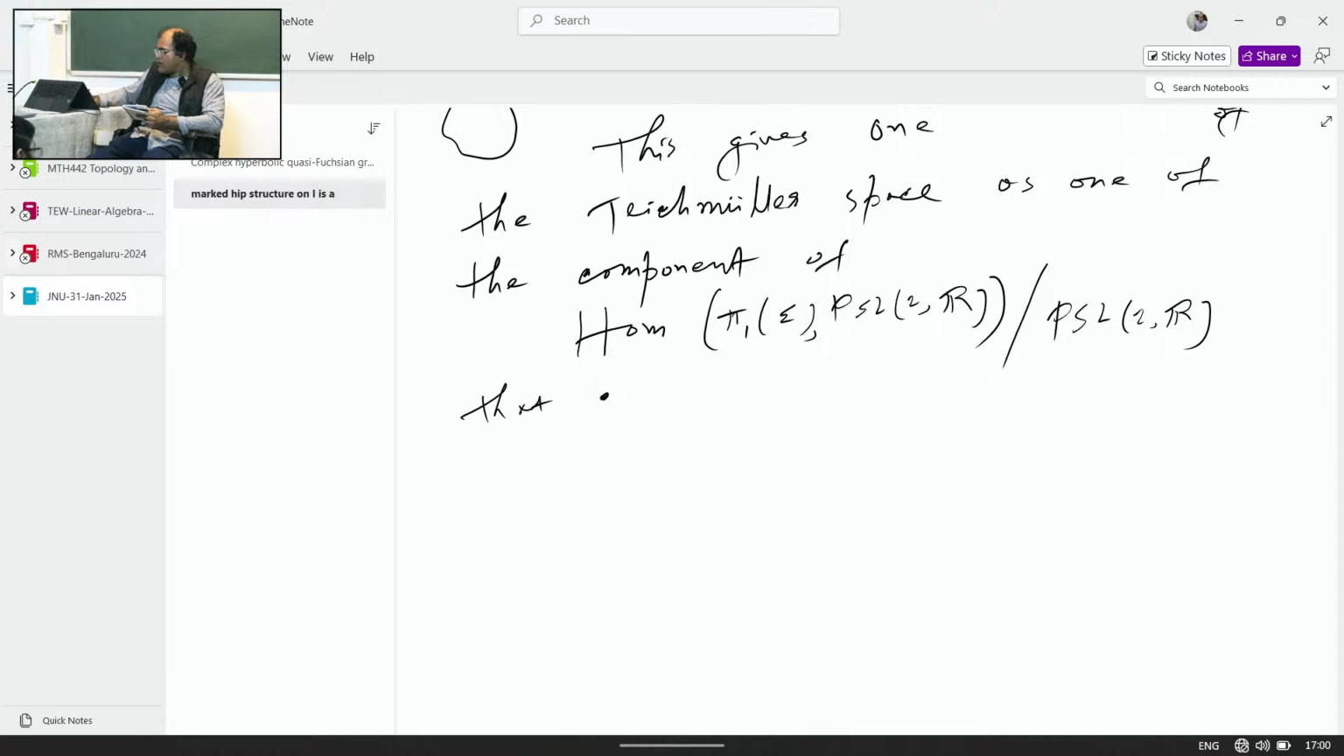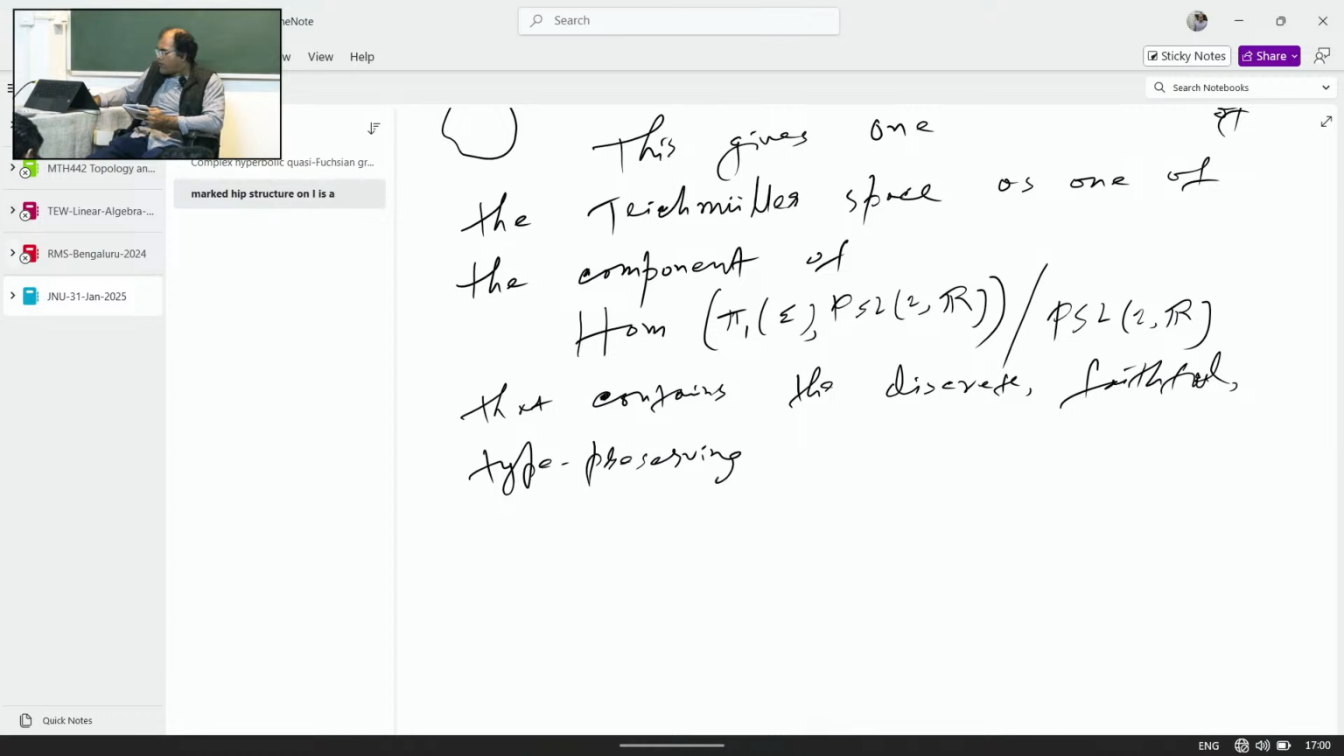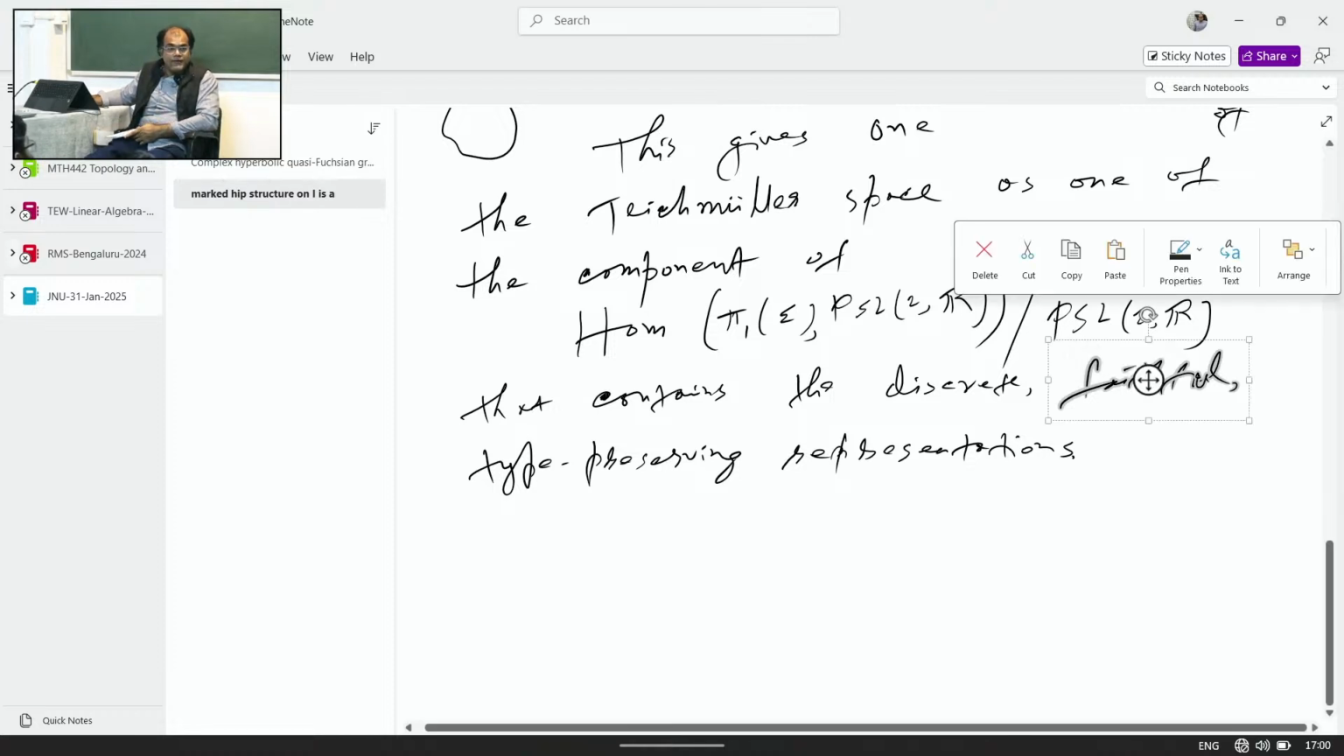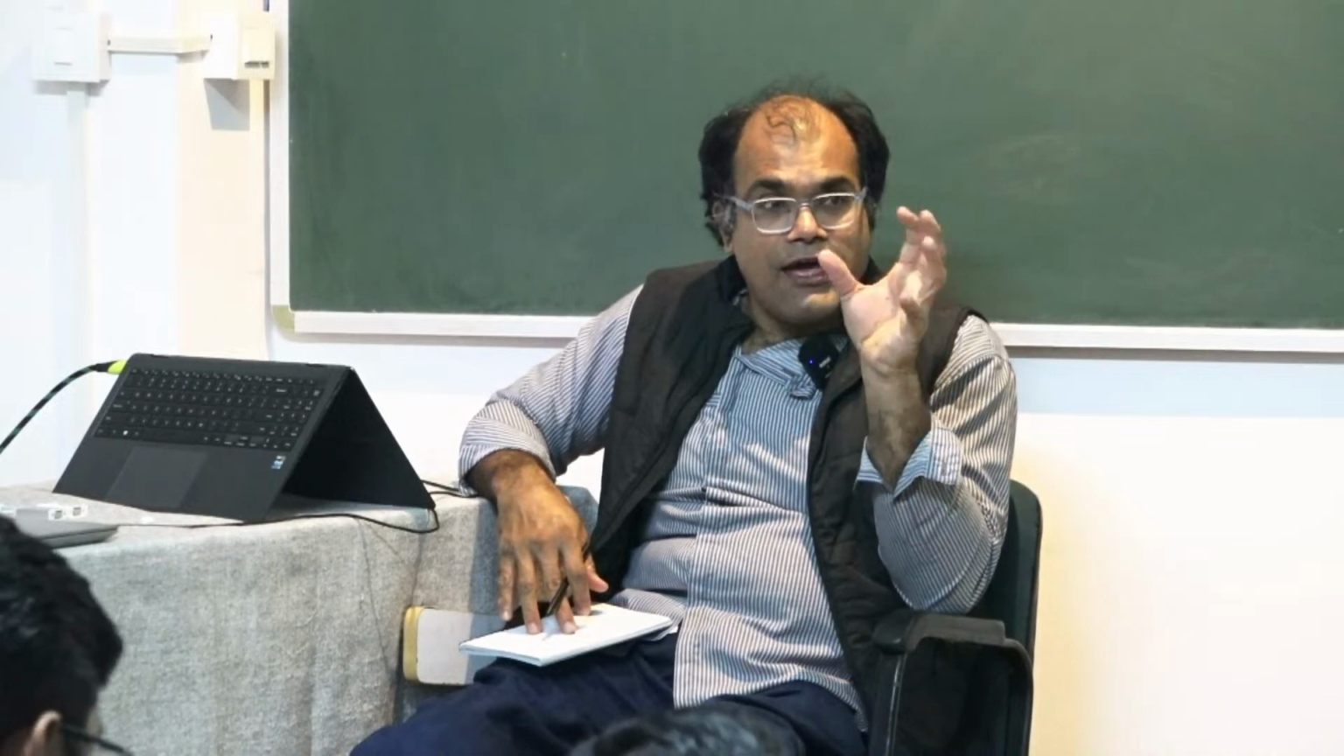That contains the discrete faithful type preserving representations. So this space Hom(π1, PSL2(R)) mod PSL2(R) is a disconnected space. It has several components. Now one of the components consists of all discrete faithful type preserving representations. That component can be identified with the space of all equivalence classes of hyperbolic structures on the surface, which is the Teichmüller space that we have seen.